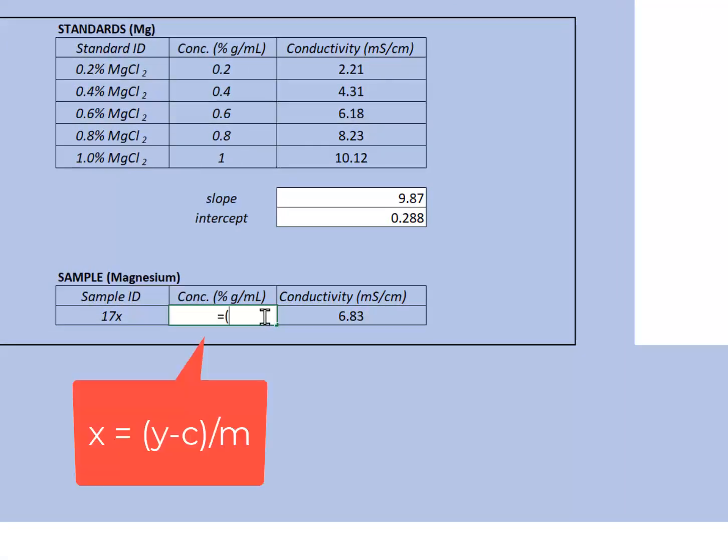Now for sample 17X with a conductivity reading of 6.83.